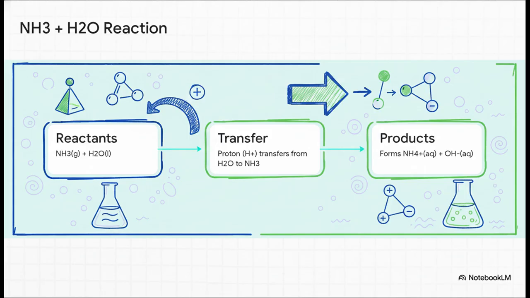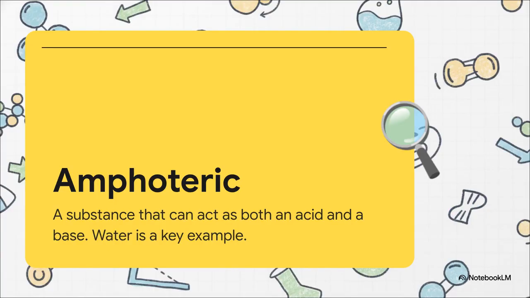Because water is donating the proton here, it's acting as the acid. Ammonia takes it, acting as the base, which leaves us in Step 3 with ammonium and hydroxide ions. Okay, pause right here because this brings us to a highly testable term you absolutely need to know: amphoteric.